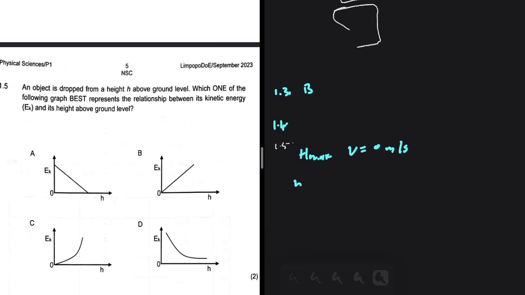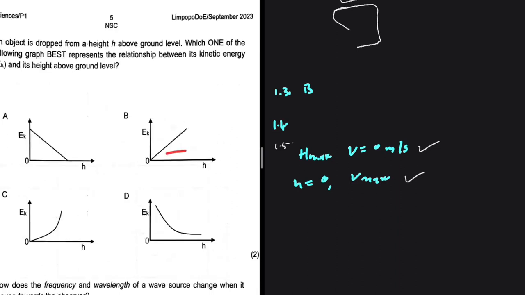And when the height is equal to 0, our object is striking the ground. So we have v max. Without even looking at the options, we can deduce this just from vertical projectile motion. So let's try find a graph that supports what we are saying, which we know to be true. Here, as the height is increasing, the kinetic energy is increasing. This cannot be true.